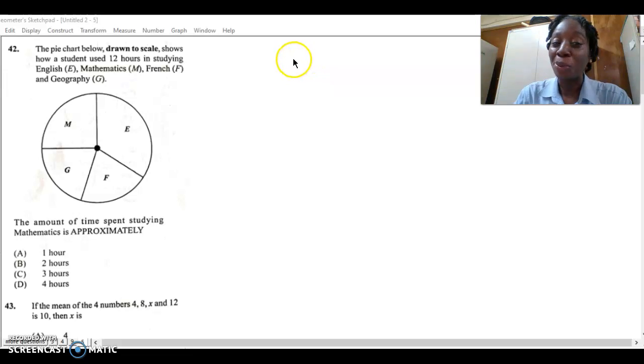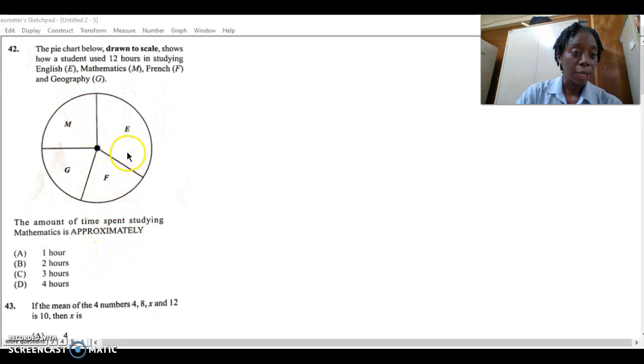Now the pie chart below, drawn to scale, shows how a student used 12 hours in studying English, math, French, and geography. The amount of time spent studying mathematics is approximately. Now, if you look at this diagram, no amount of hours has been allocated to math, English, geography, or French. So, of course, we have to do an estimation. Now, 12 hours has been dedicated to all four subjects.